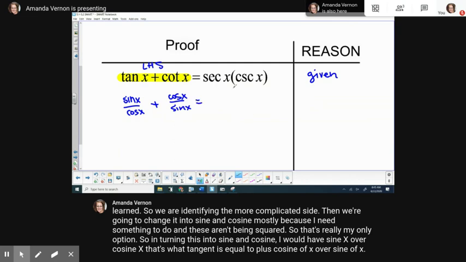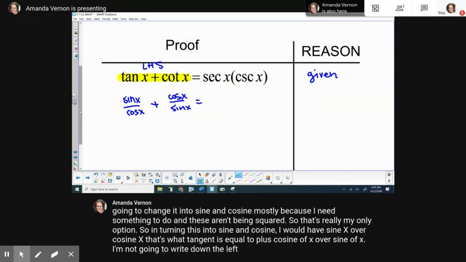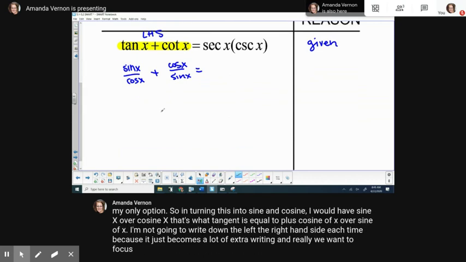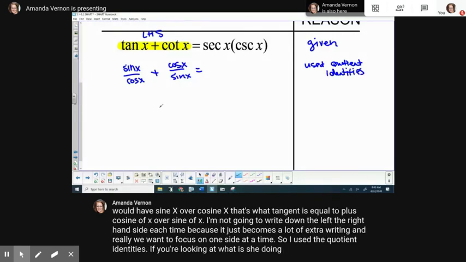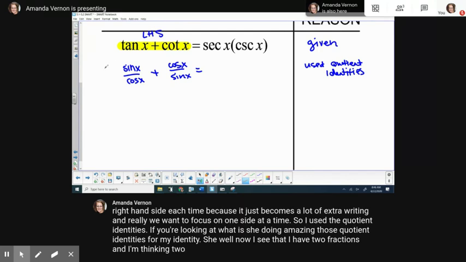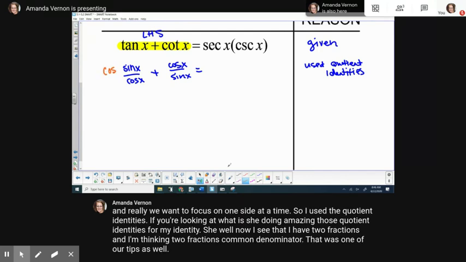I am not going to write down the right-hand side each time because it just becomes a lot of extra writing, and we want to focus on one side at a time. I used the quotient identities. If you're looking at what she is doing, I'm using those quotient identities from our identity sheet. Now I see that I have two fractions, and I'm thinking, two fractions, common denominator. That was one of our tips as well. So let me go ahead and change that.